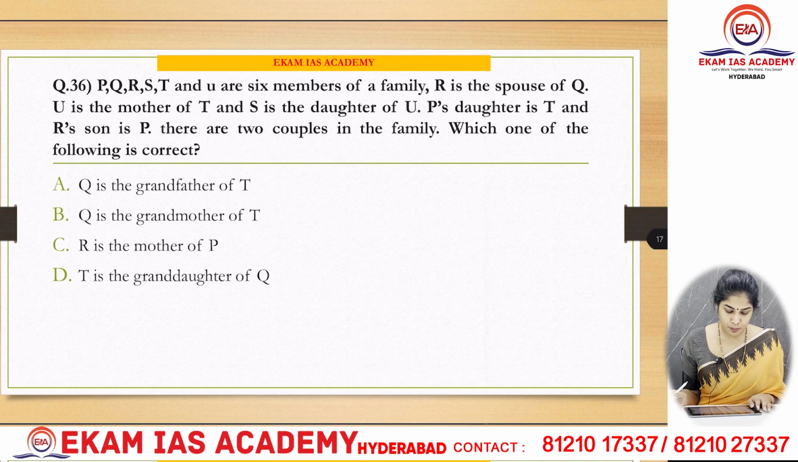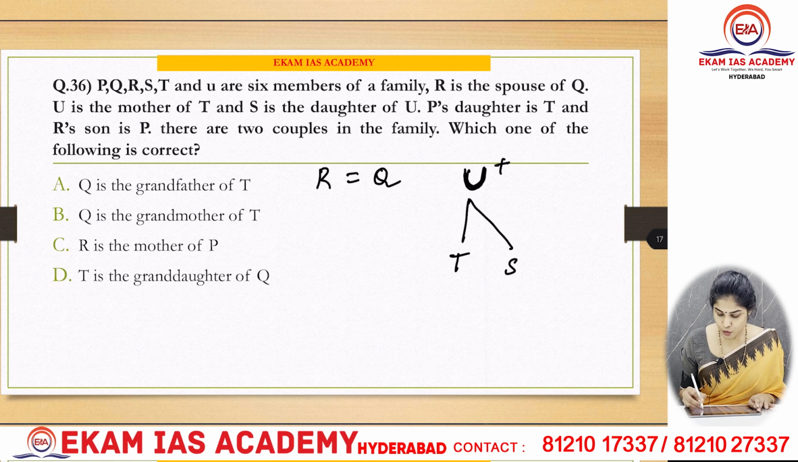What they are saying: P, Q, R, S, T and U are 6 members of the family. R is the spouse of Q. U is the mother of T. U is a female, and I am representing male with plus. She is the mother of T. And S is the daughter of U. I am representing female with minus. S is the daughter of U.